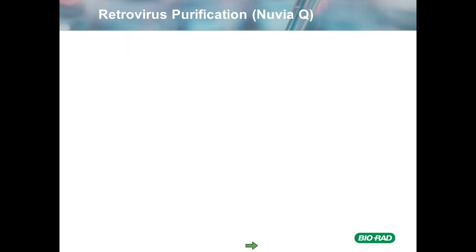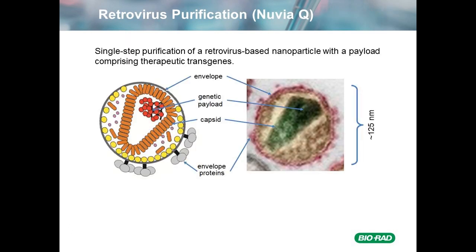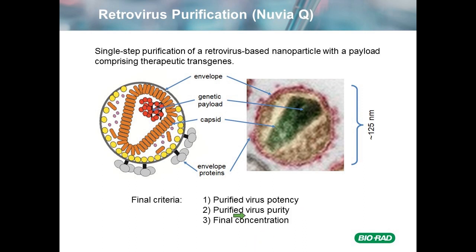Now I want to talk about a retrovirus purification on Nuvia Q. I can't go into a lot of details as to what it is, but what was wanted was a single-step purification. And this is a schematic showing what the retrovirus looks like with the payload in here. And this is an electron micrograph showing pretty much the same thing. What they were looking for was purified virus potency, purity, as well as final concentration.